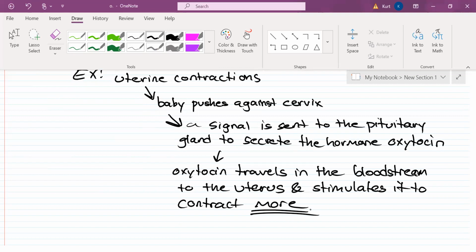So what is the baby doing with the cervix now? Pushing more or less? Pushing more, okay? More pushing against the cervix. So more signals are sent to the brain to release more of what? Oxytocin. More oxytocin is going to flow in her bloodstream to her uterus to cause her uterus to do more what? Contractions. And that's going to cause the baby to do what? Push more, and it's just a vicious circle. It gets more and more and more.